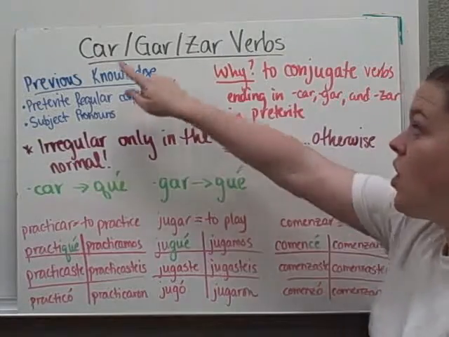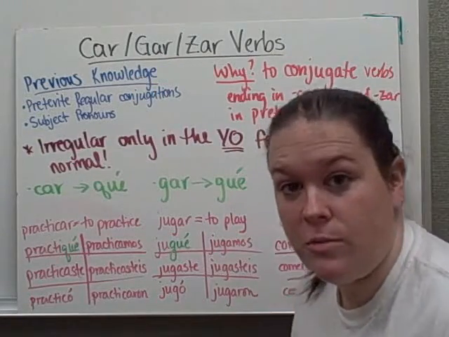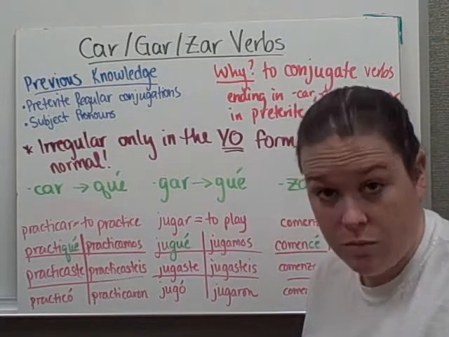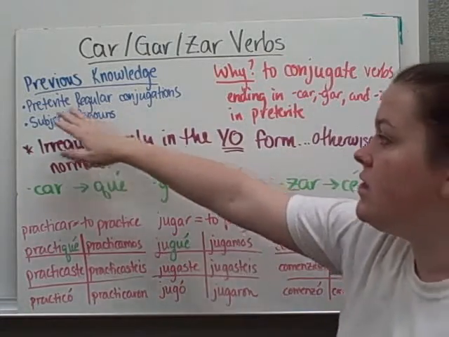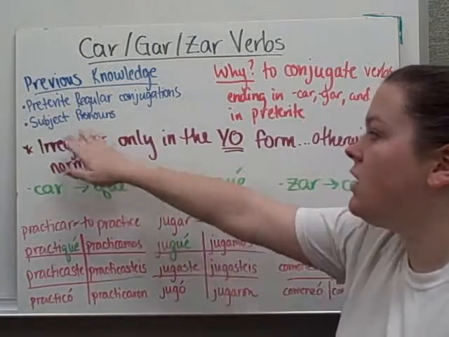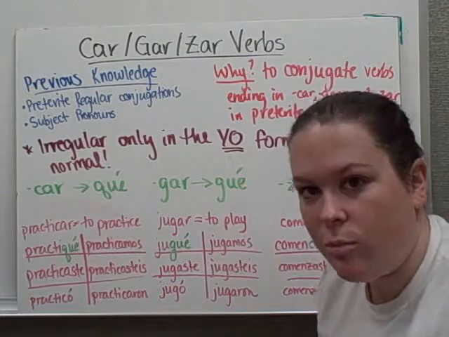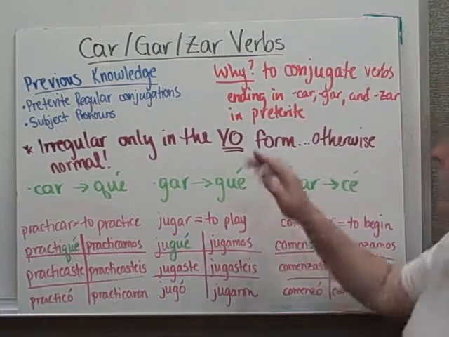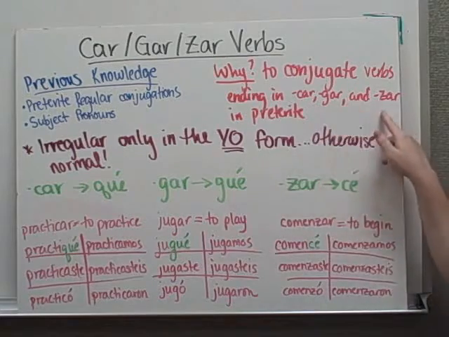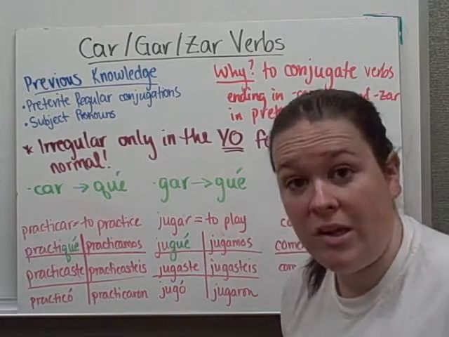We are talking about car, gar, and zar verbs. Things you need to know before you start talking about car, gar, zar verbs is how to conjugate preterite verbs, just regular ones, and also subject pronouns that match up with the verbs. Now, why are we doing this? To conjugate verbs ending in car, gar, and zar in the preterite tense.